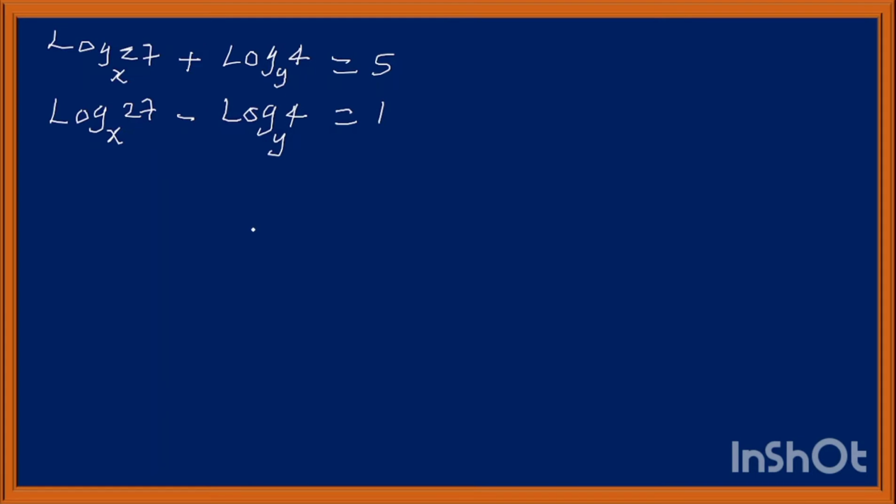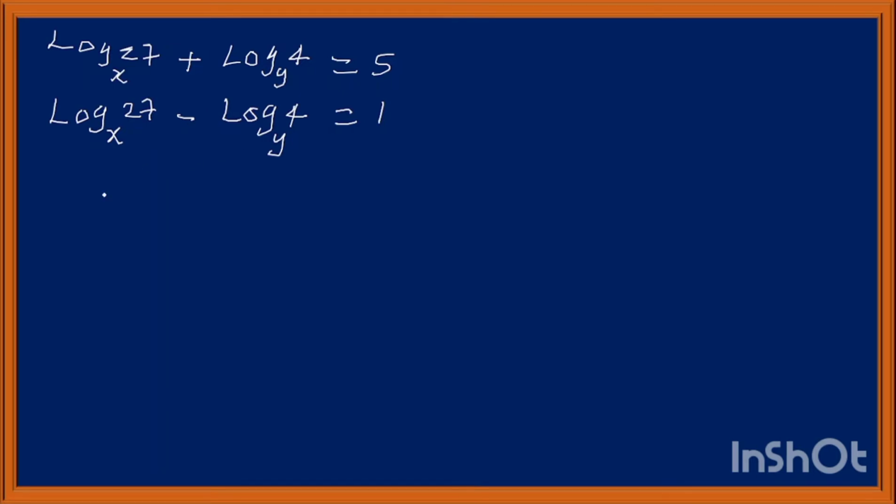This question is pretty simple. The first thing I'm seeing here is that we have log 27 base x and log 4 base y. The second thing I can see is that we have two different equations and we're looking for two variables, two unknowns, x and y. That brings in the thought that this is a simultaneous equation. So we have to solve these equations simultaneously for us to be able to get the value of x and the value of y.